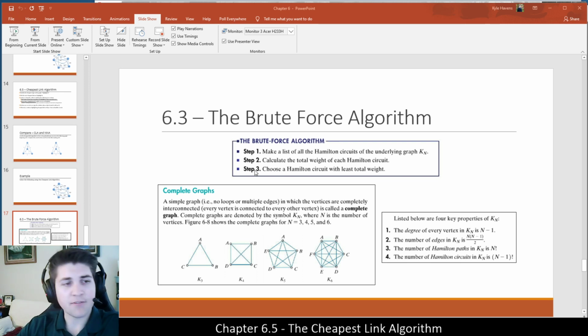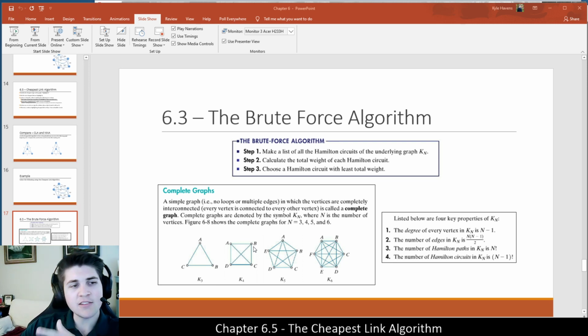But let's go ahead and define the complete graphs. It says a complete graph is a simple graph in which the vertices are completely interconnected. So the key there is that they're completely interconnected, meaning that every vertex is connected to one another. I said this in class a few weeks ago, but in these chapters, if we're trying to find a circuit between a bunch of different locations, or say we're going on vacation between points A, B, C, and D and going back home, there's always a way to get from any one point to any other point.